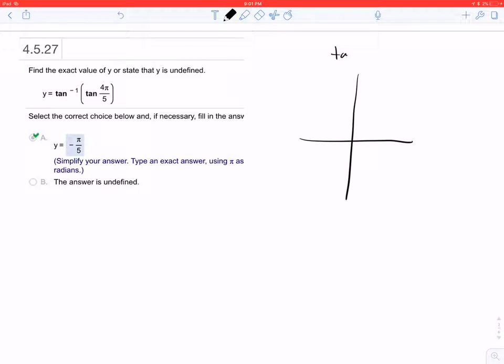Looking at tan of theta, tan is 0 at the origin. At 90 degrees, tan is undefined. At negative 90 degrees, tan is undefined, and tan is an increasing function, so it has this pattern. It continues this pattern to the left and right, so when you get to 180, you're back at 0, and then at 270, you have an asymptote. All the asymptotes for tan occur at the odd multiples of pi over 2. That's pi over 2, 3 pi over 2, 5 pi over 2, and so on, or odd multiples of 90 degrees.